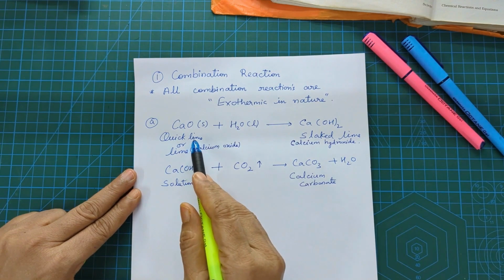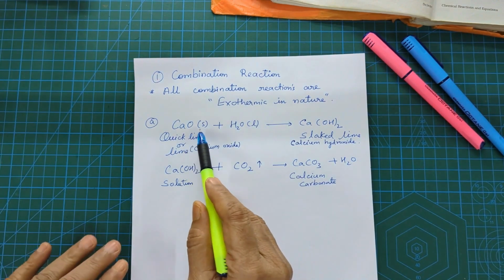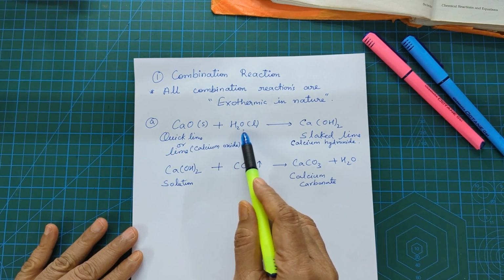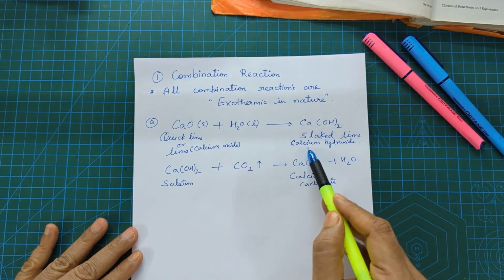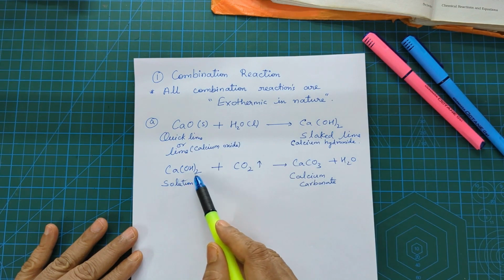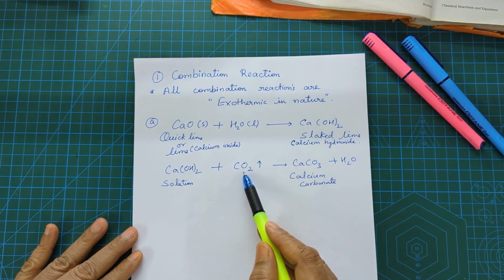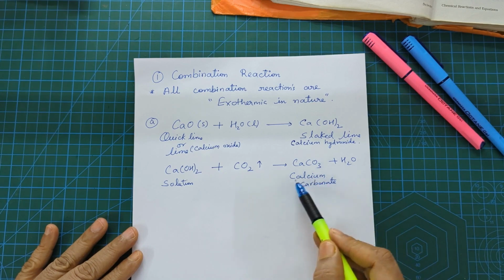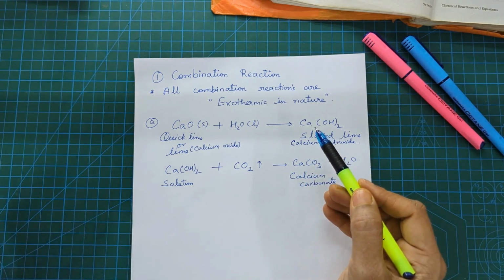So the first example of combination reaction is calcium oxide when it reacts with water, or when it is mixed in water, it forms calcium hydroxide. Calcium hydroxide, when it combines with carbon dioxide of the atmosphere, forms calcium carbonate and water. I guess this reaction is well balanced, but let me check it once.